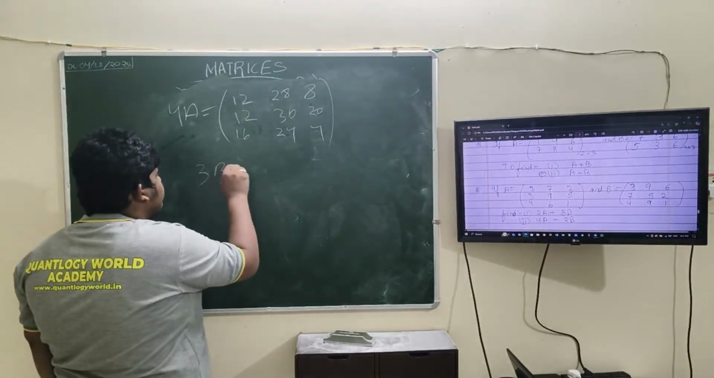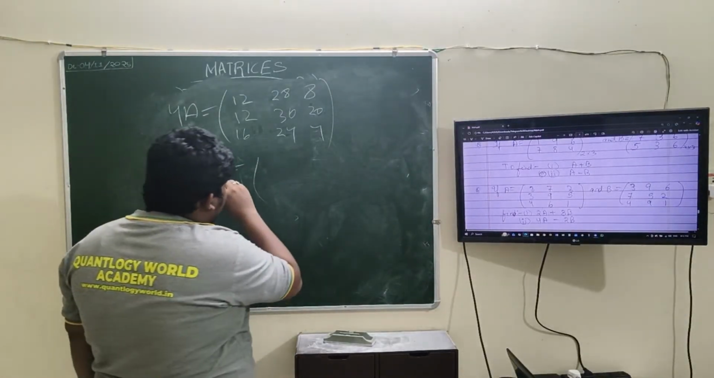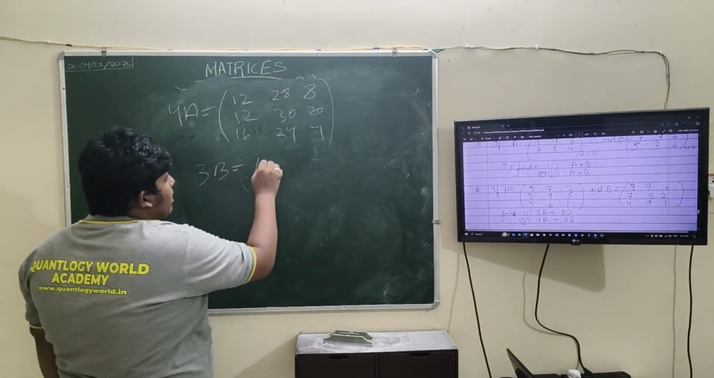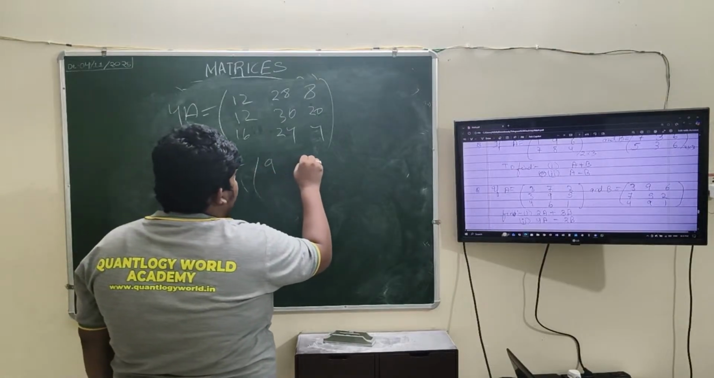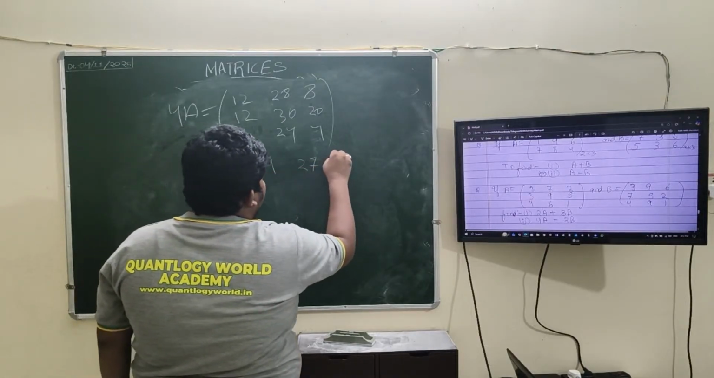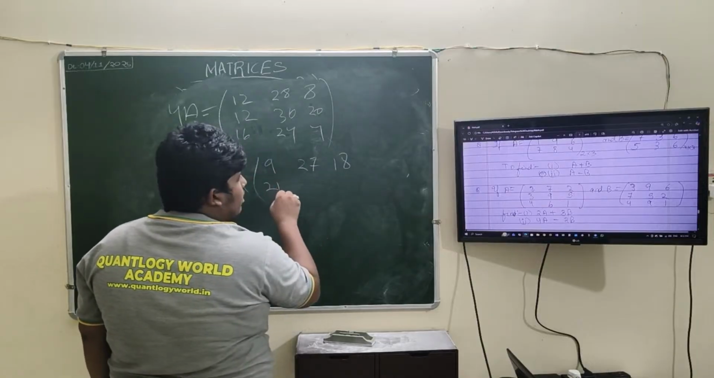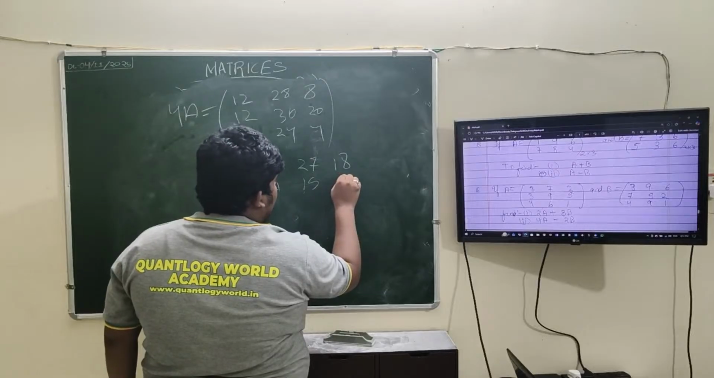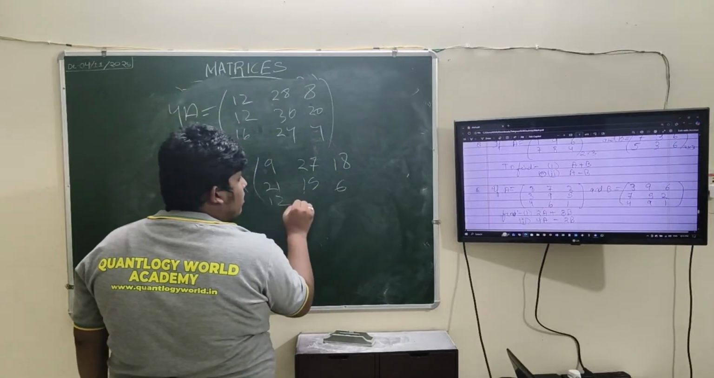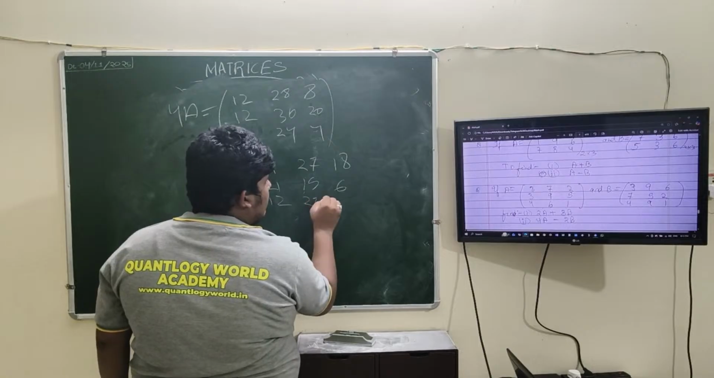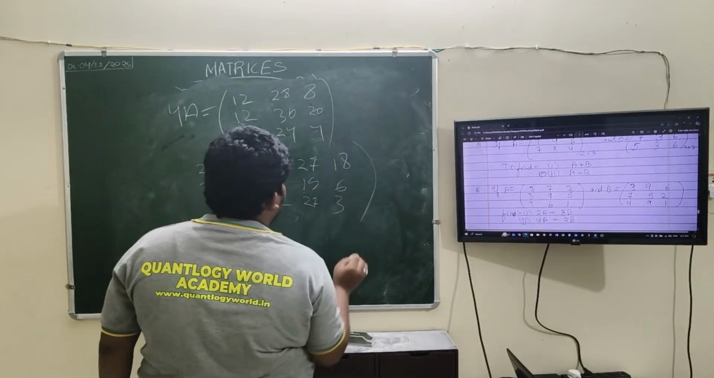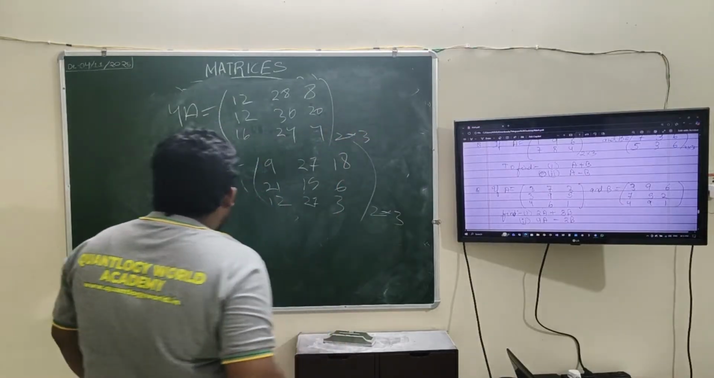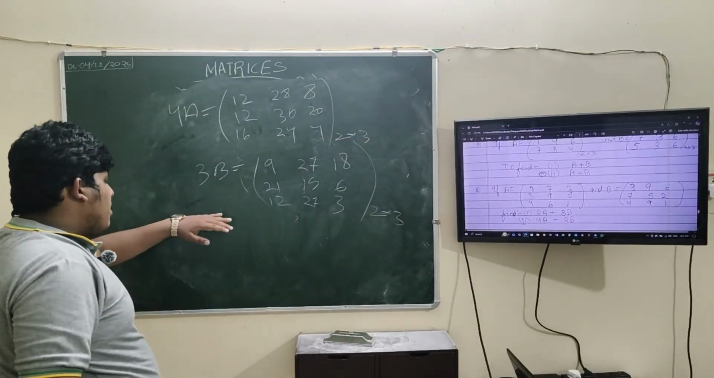Then 3B. 3B is 3 multiplied to all the elements of matrix B. The first element is 9. Then the next is 27. Then 18. Then 21. 15. Then 6. 12. 27, 3. The order is 2 cross 3, and here the order is also 2 cross 3. So we have found 3B.